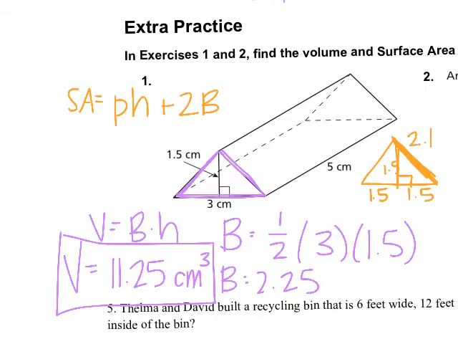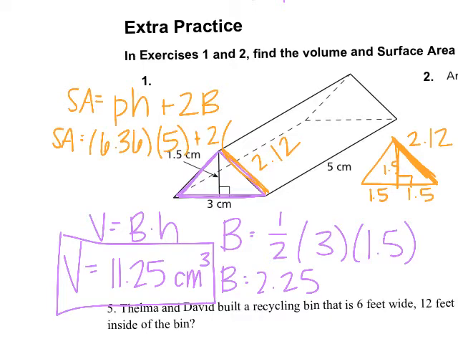So this one side is 2.12. So the perimeter then would just be 2.12 times 3, which is 6.36. So 6.36 times our height, which is still 5, plus 2 times the area of our base, which we already calculated down here, which is just 2.25. So the surface area, multiplied together, would just be up there.